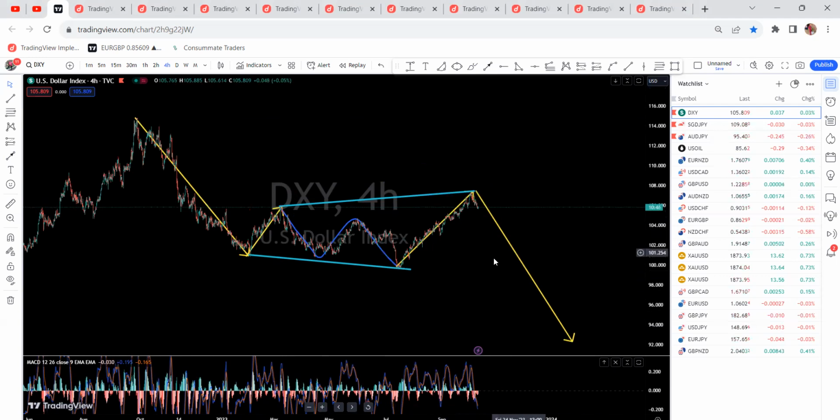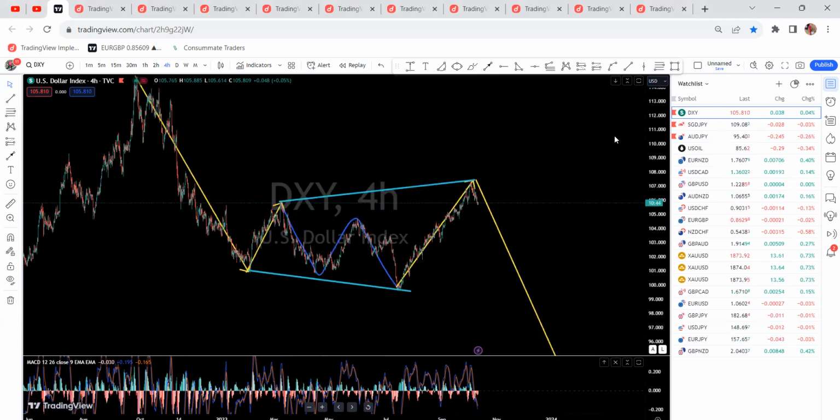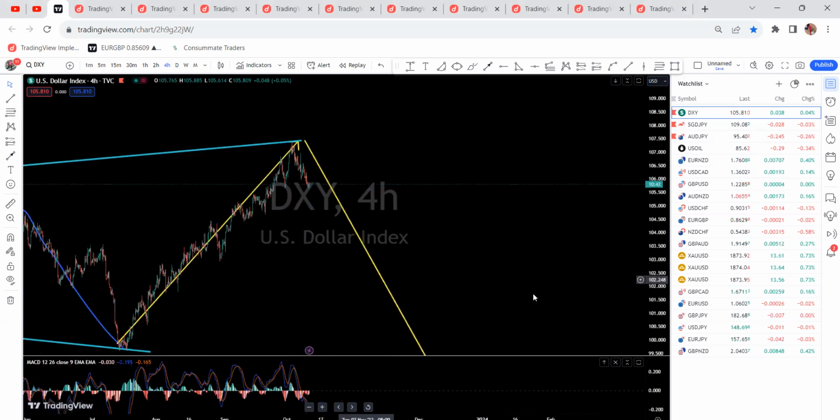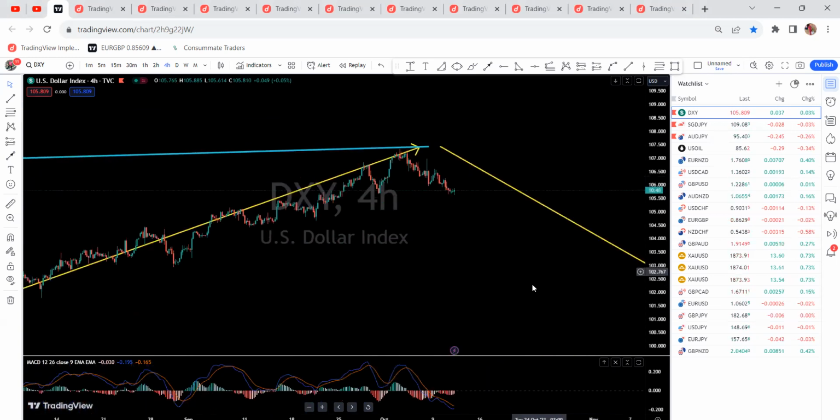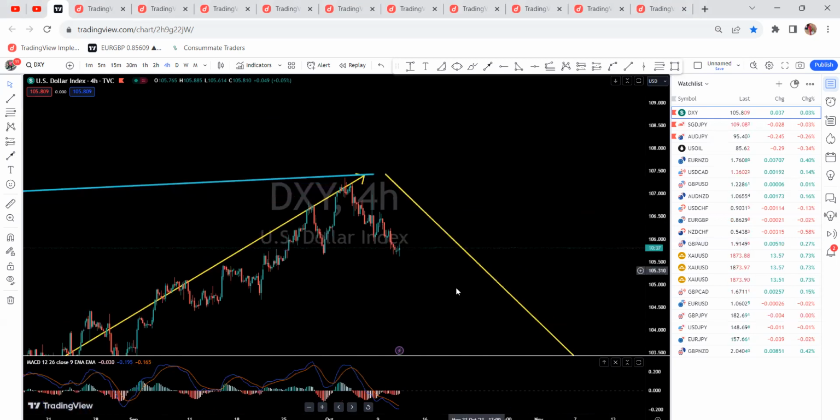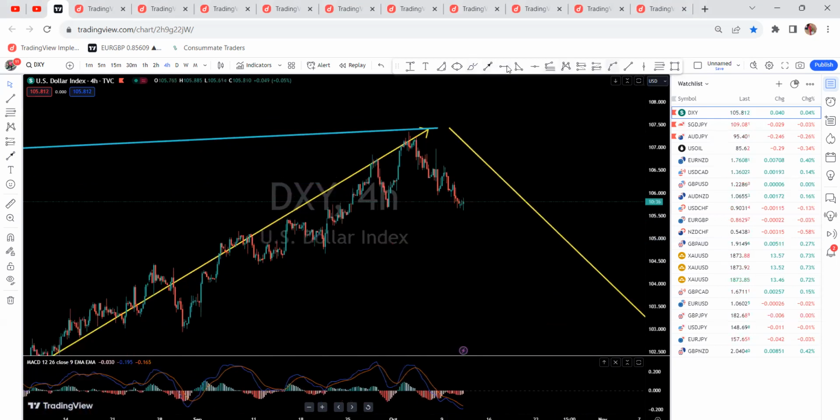So obviously, where are we now? This is the current area where we are now. The market has broken this counter-trend line already. This counter-trend line has been broken. So what we have is the first impulse against the trend, the first impulse against the trend down like this.